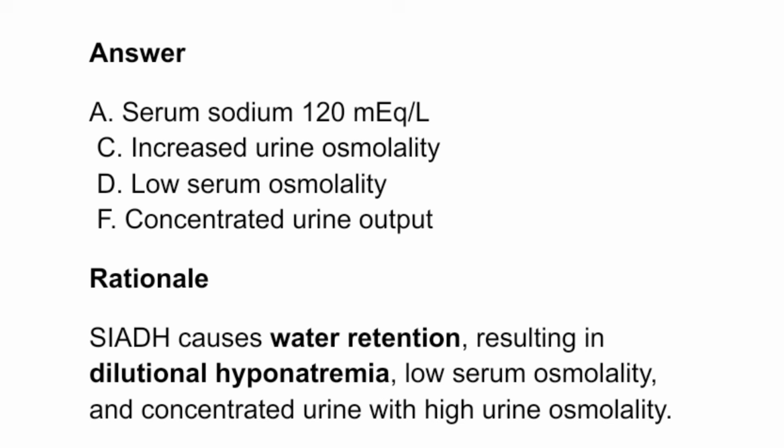The answer is A. Serum sodium 120 milliequivalents per liter. C. Increased urine osmolality. D. Low serum osmolality. F. Concentrated urine output. Rationale. SIADH causes water retention, resulting in dilutional hyponatremia, low serum osmolality, and concentrated urine with high urine osmolality.